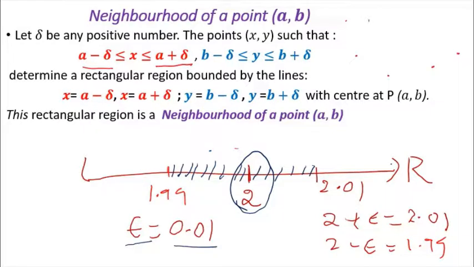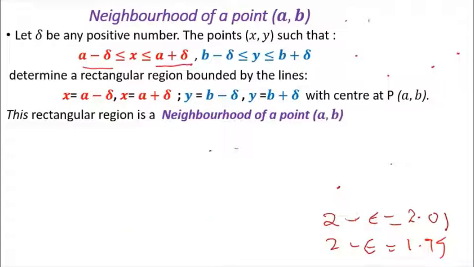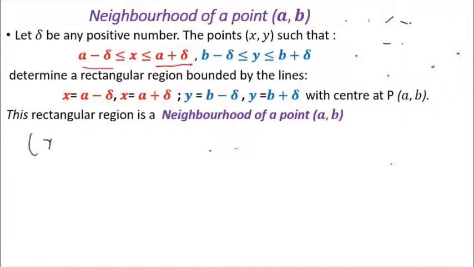Like that, for any real number, you can write its neighborhood. Now what about the neighborhood of a point which is in the form of an ordered pair (a, b), because we are going to deal with functions of two variables. If I take x comma y, they are represented by the ordered pair (x, y). So we need to now talk about the neighborhood of a point which is in the form (a, b). Since I have to find the neighborhood of a point (a, b) which has two variables, I'll take a two-dimensional plane.